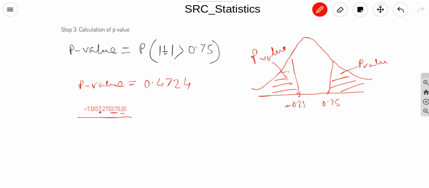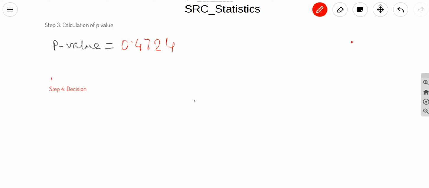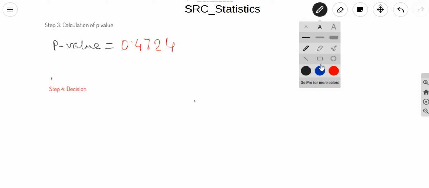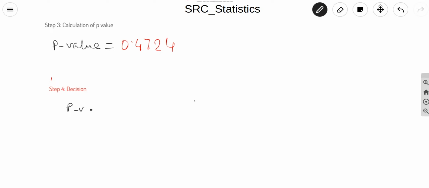That is T.DIST.2T, that means two tail, and this is the value of the test statistic, and this is the degrees of freedom. After we find out the p-value, we go to the decision. So how do we take the decision? We compare the p-value with the level of significance. This is the difference between the conventional method and the p-value approach. So the p-value is compared with alpha.